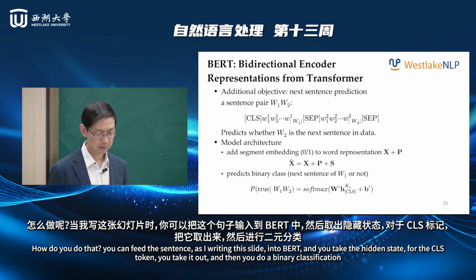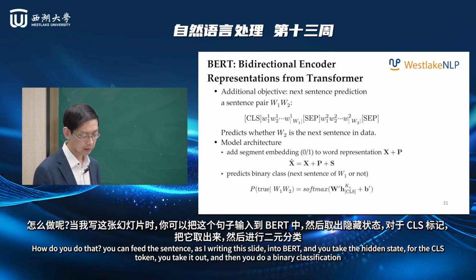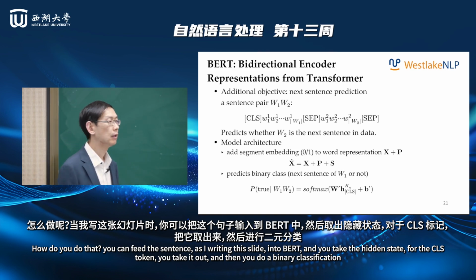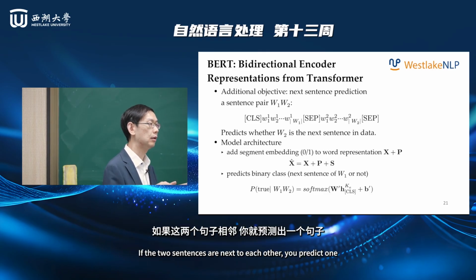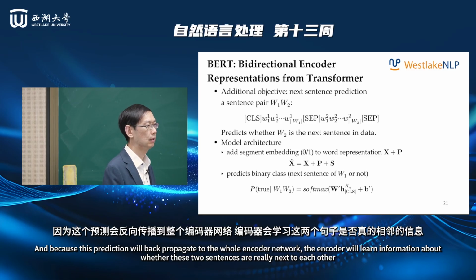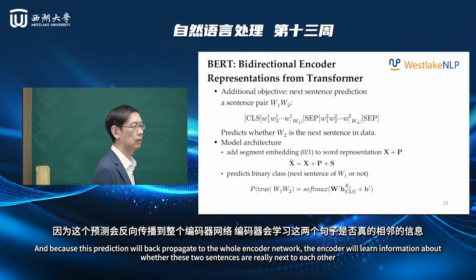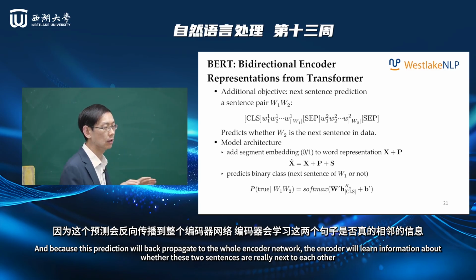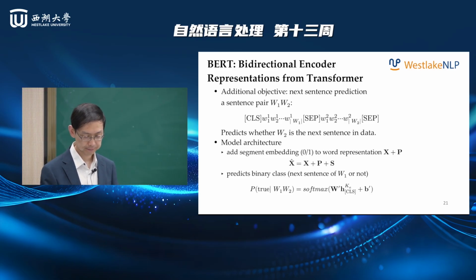How do you do that? Okay, so you can feed the sentence as I write in this slide into BERT. And you take the hidden state, okay, for the CLS token. You take it out. And then you do a binary classification. If the two sentences are next to each other, you predict 1. If they're not, you predict 0. Okay? And because this prediction will back propagate to the whole encoder network, the encoder will learn information about whether these two sentences are really next to each other.